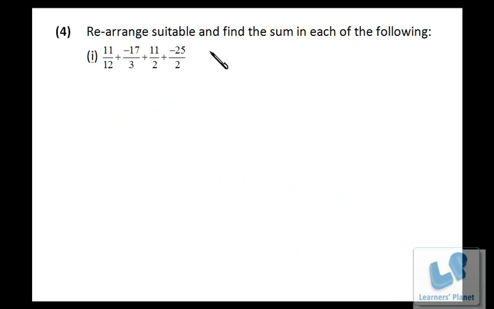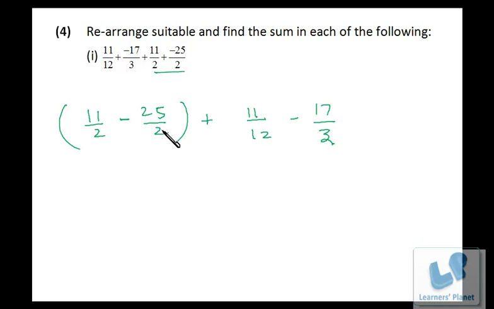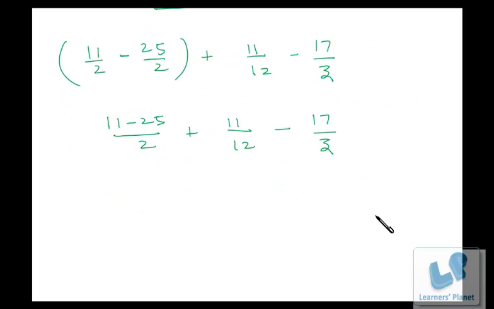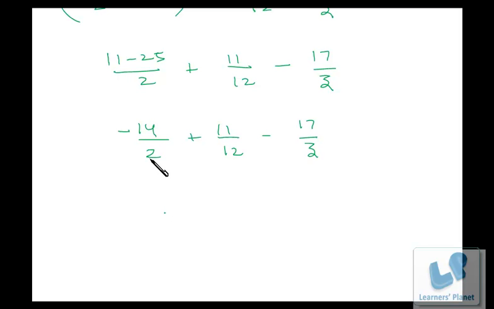Now rearrange suitably and find the sum of the following, right? So we have to simplify this expression. Here we take these two together, so it's 11 by 2 minus 25 by 2 plus 11 by 12 minus 17 by 3. Okay, now the denominator is the same, so 11 minus 25 by 2 plus 11 by 12 minus 17 by 3. So 11 minus 25 is minus 14 by 2 plus 11 by 12 minus 17 by 3, right? Now we can take LCM. LCM of 2, 12 and 3 will be 12 only.